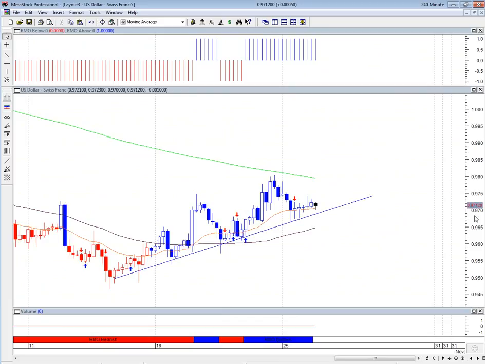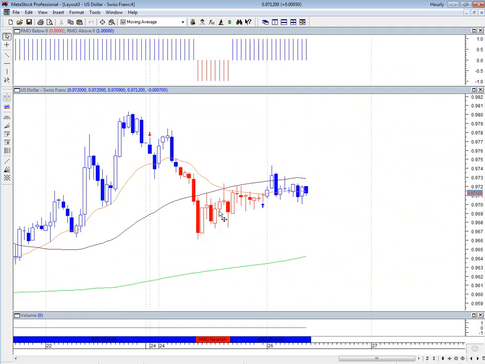So as long as it can stay above 0.970, which would be great, because it's testing another previous resistance level here. So ideally at 970, if it can stay above there today, then we could see another reattempt at 980. Okay, so that's on a 4 hour time frame.